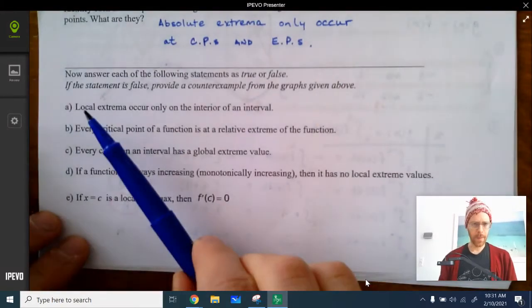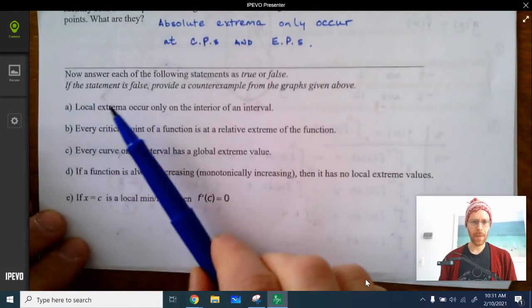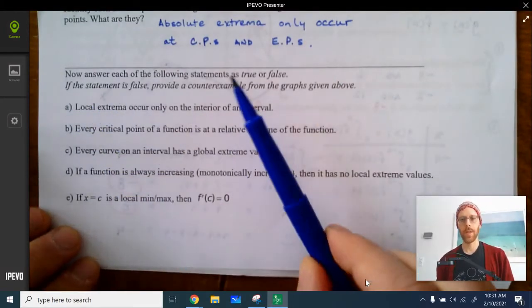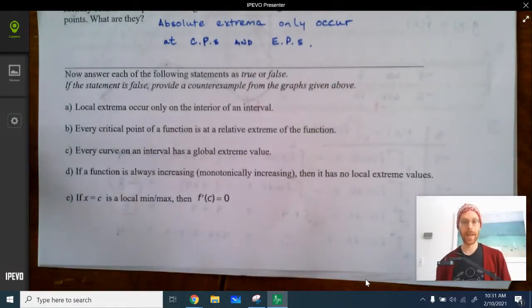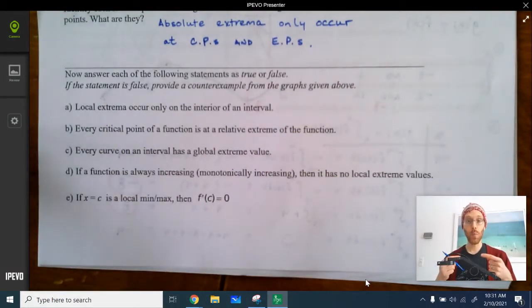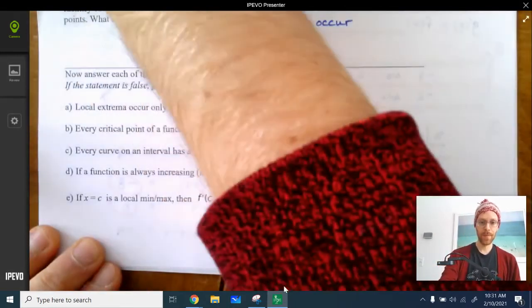Okay, let's give these a try. If you take a look at the bottom of the page, we've got some true false questions that are going to see if you understand what's going on with these relative and absolute extrema. Give them a try, and then I'll give you the answers.